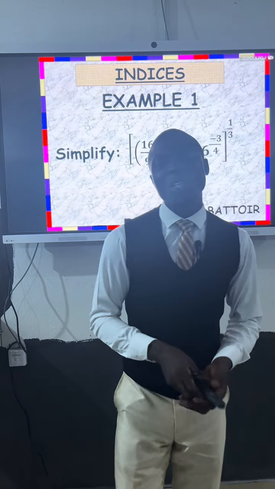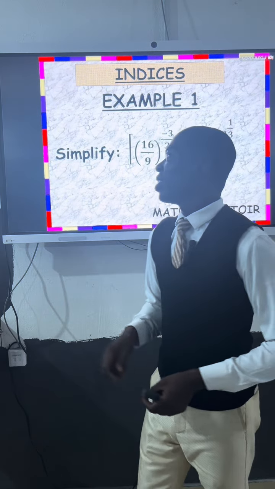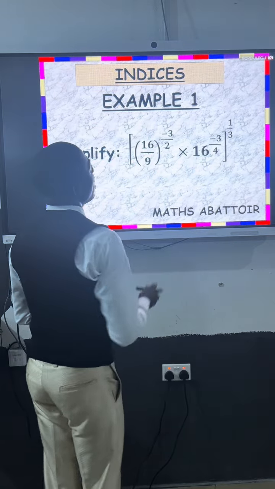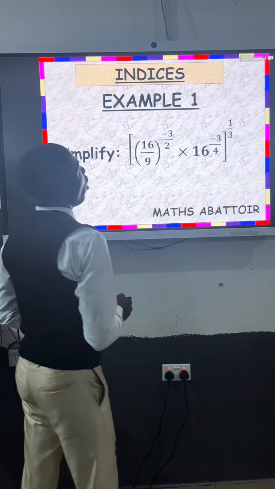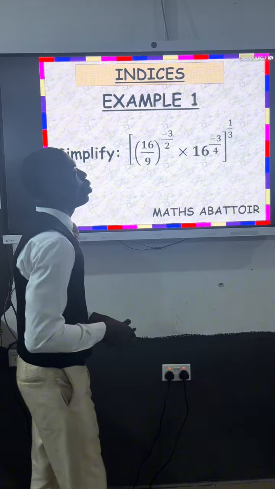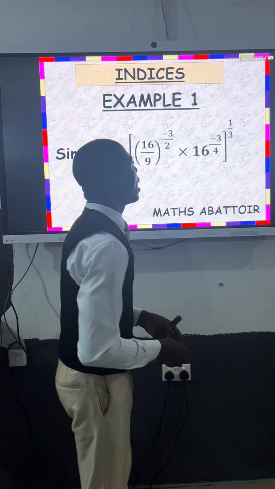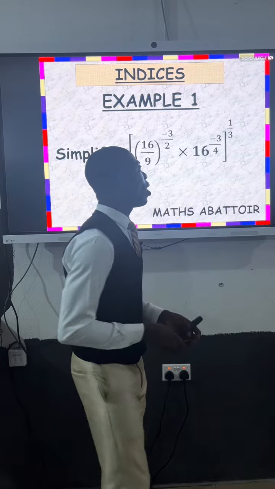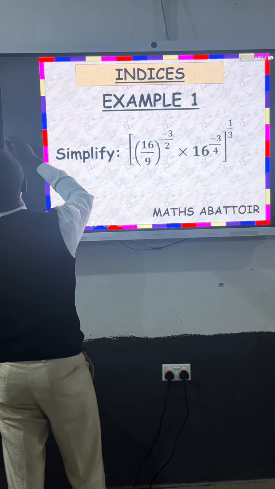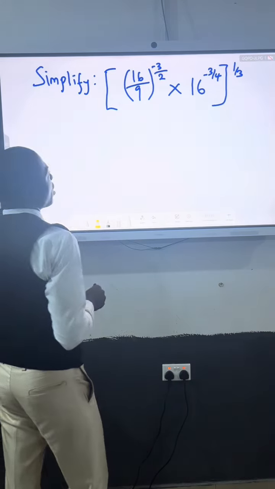Today we want to look at a question on indices. The question says simplify (16 over 9) all to the power of negative 3 over 2, multiplied by 16 raised to the power of negative 3 over 4, now all raised to the power 1 by 3. So let's enjoy this class together.